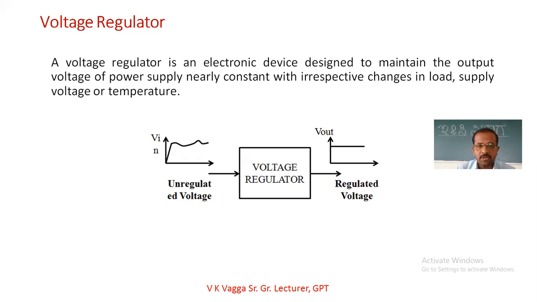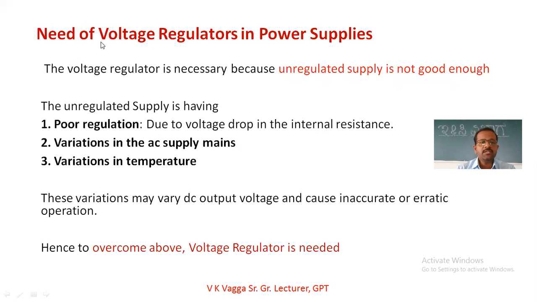Again I am going to repeat. A voltage regulator is an electronic circuit used to maintain the voltage of the power supply constant, irrespective of changes. Whether the load resistance changes, the applied input changes, or the surrounding temperature changes, its output is going to be constant. That is called a voltage regulator. Understood? Okay. And what is the need of the voltage regulators in the power supply?